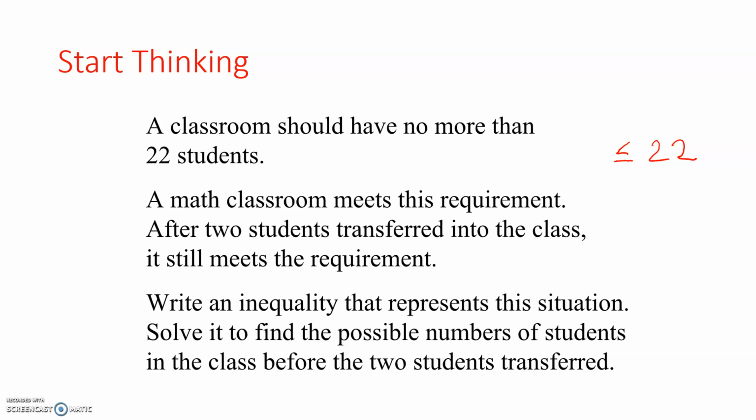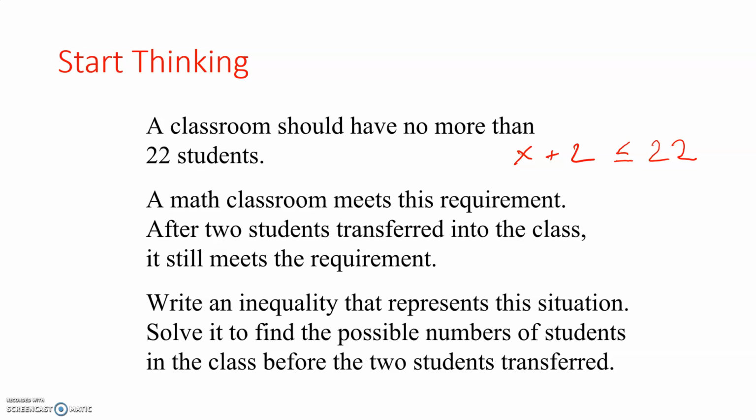It still meets the requirement. So the math class is already meeting this requirement, and we don't know how big the math class is. It could be 5 students, it could be 10 students, it could be 7 students, but we do know that with the additional 2 students, it's still under 22. So I'm just going to say x is going to represent the class plus 2 new students, and we're still meeting the requirement. All right, so that's my inequality.